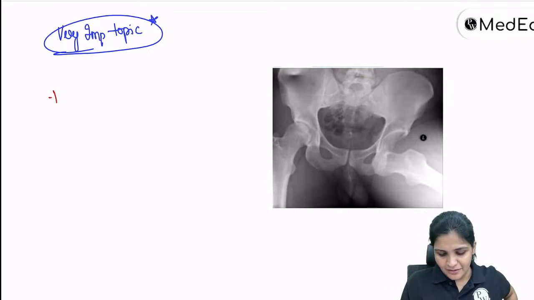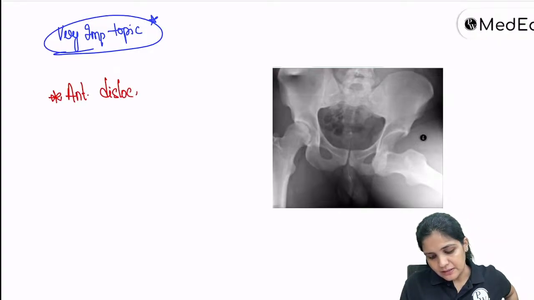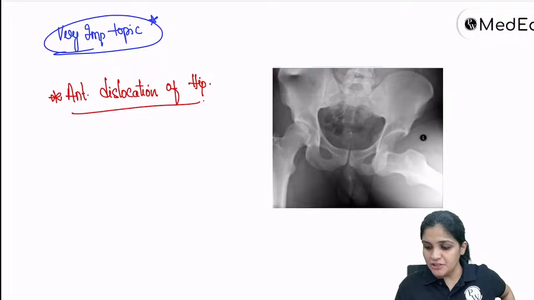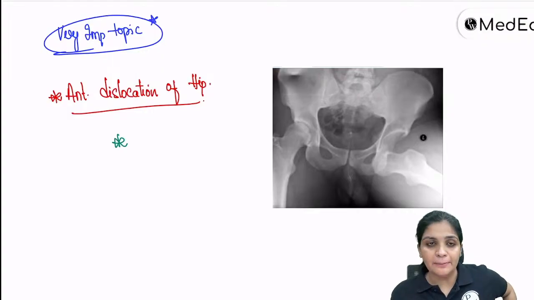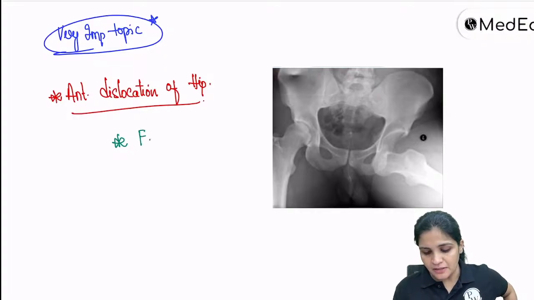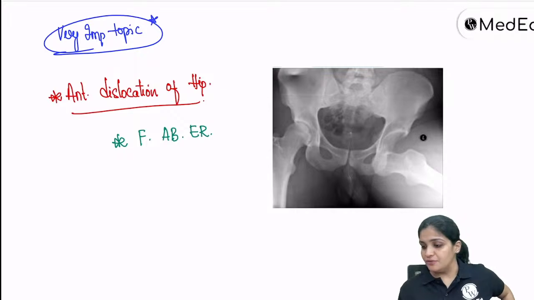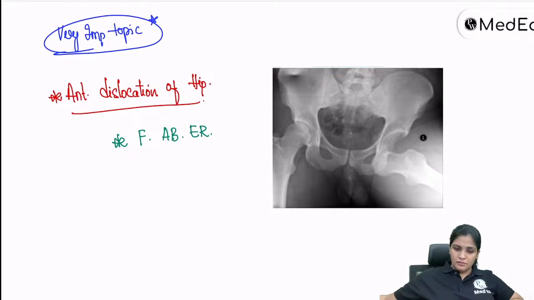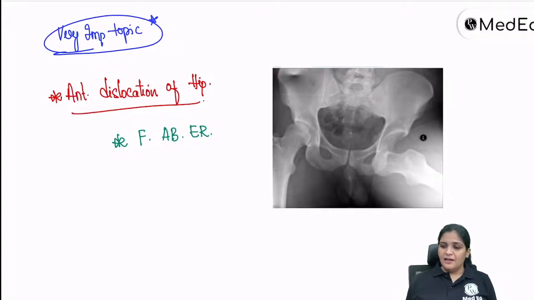Yes, very good. So this is your anterior dislocation of a hip. Very good. What is the position, the attitude of the limb in anterior dislocation of hip? It is flexion, abduction, and external rotation. FABER. Okay? Fine. It is not posterior dislocation, it is anterior dislocation of hip.